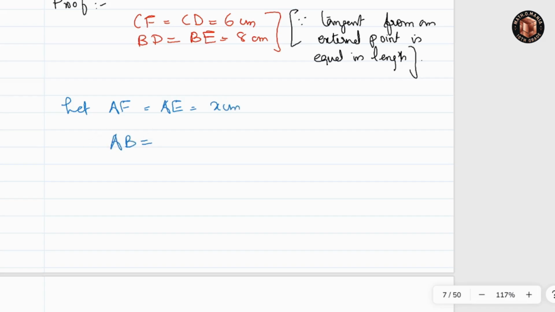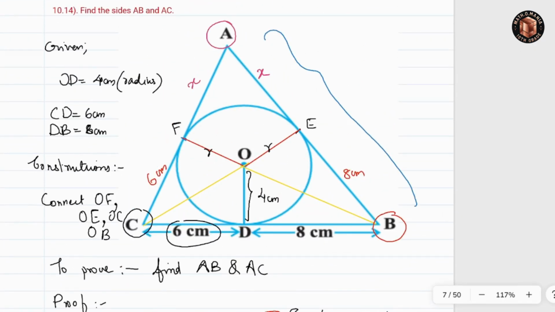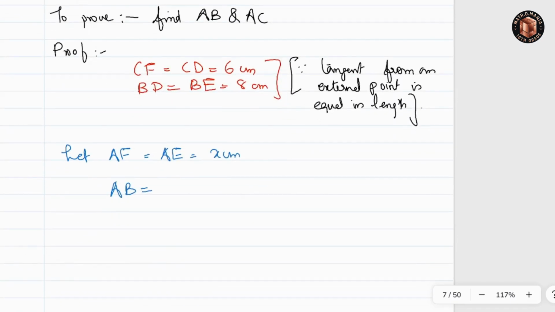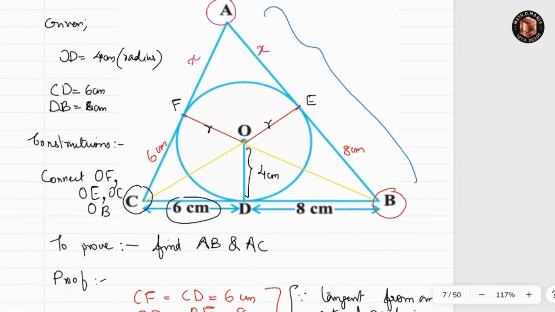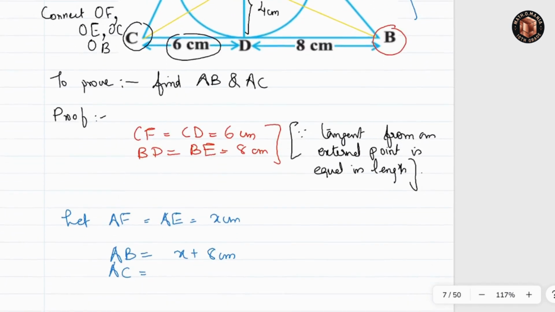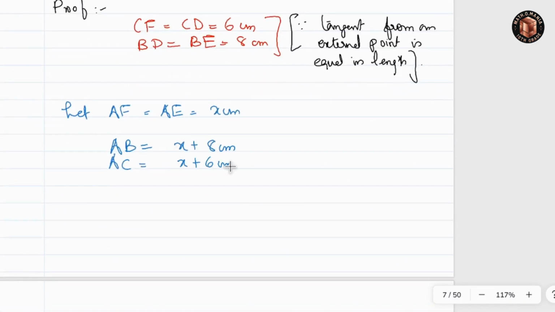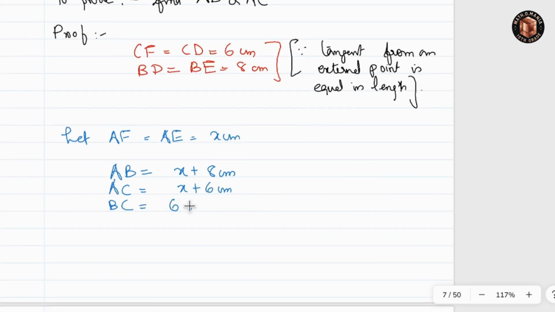Therefore, what is AB? AB means from here till here. What is the total sum of AB? X plus 8 centimeter. AB equal to X plus 8 centimeter. Similarly, what is AC here? AC equal to X plus 6 centimeter, right? Now, what is BC? BC equal to DC plus DB, which is equal to 6 plus 8, which is equal to 14 centimeter.